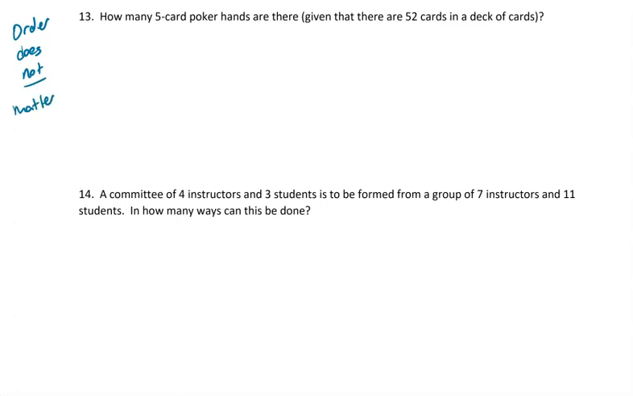So again, a combination. So out of 52 cards, we're going to choose 5. Plug that one into your calculator, and we get 2,598,960.